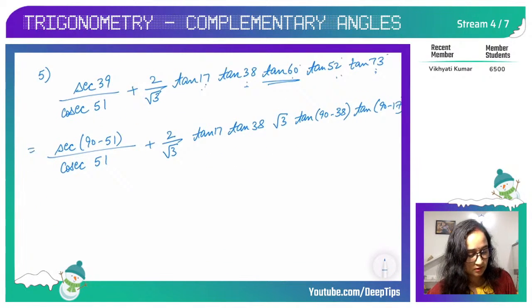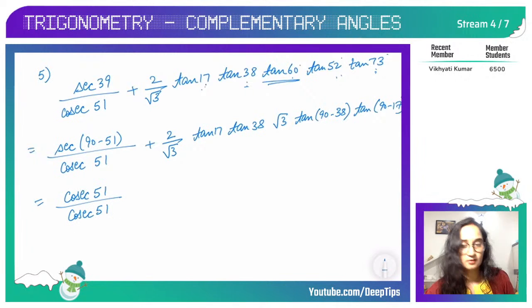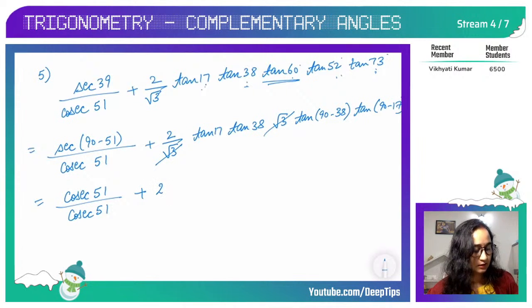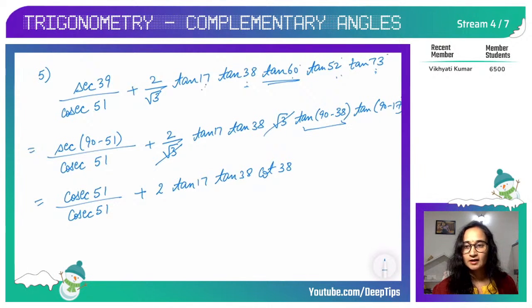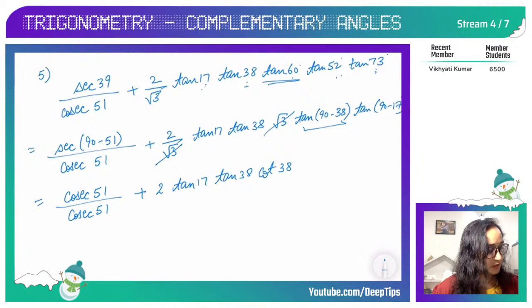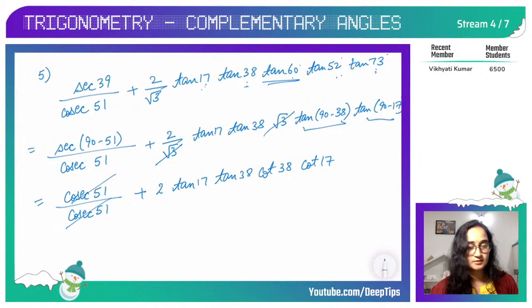Now this is secant of 90 minus theta, which can be written as cosecant 51, and this is also cosecant 51, right? Now here the root 3's get cancelled, so I am just left with 2 here, into tan 17 into tan 38 into cot 38. You know why I am writing cot 38? We have done this in the previous questions also, that tan 90 minus theta can be written as cot theta, and in the same way tan 90 minus 17 can be written as cot 17, and this gets cancelled.